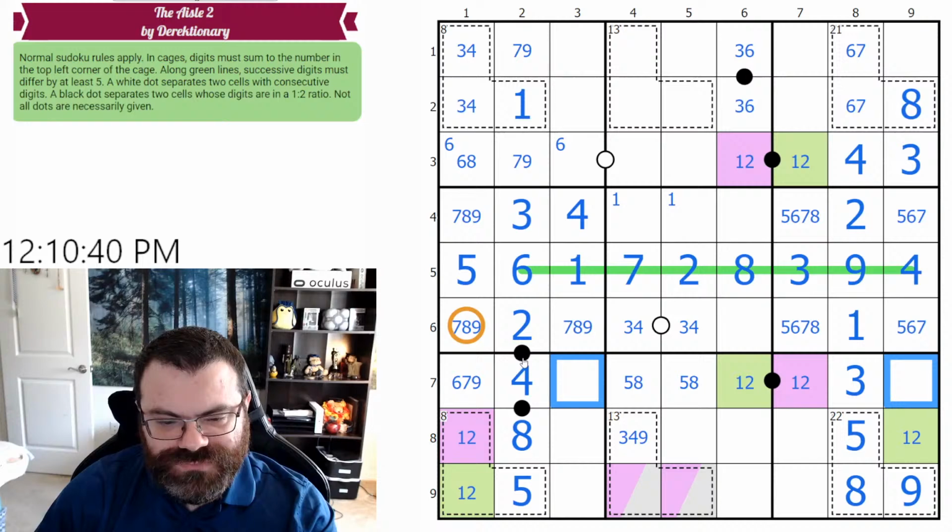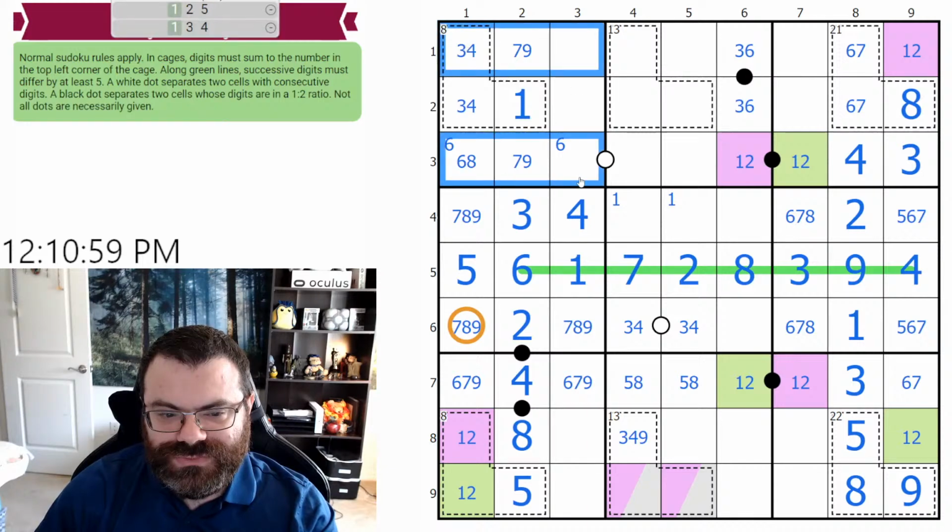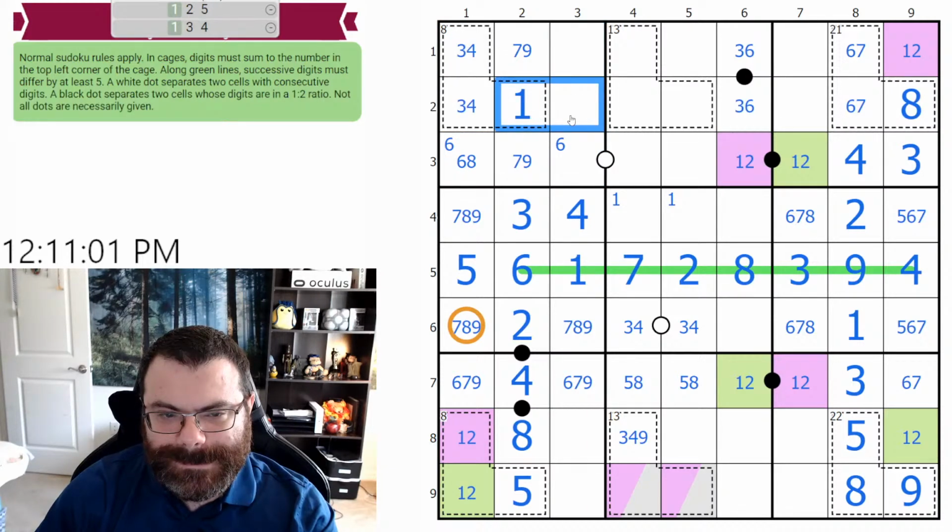So we have 1, 2, 3, 4. We have 5. We need 6, 7, and 9. That's not a 9. 5, 6, 7 triple. First of all, the 5s claim. But that means we need purple in this column. So purple's here. So one of these two is purple.